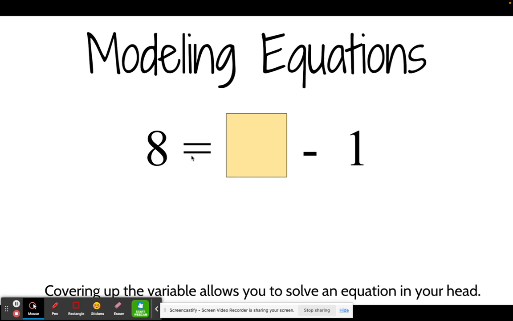In this case, I have 8 equals some mystery number minus 1. Well, that mystery number has to be 9. But if I had 3x here, then I know this has to equal 9. 3 times what equals 9? X would have to be 3.